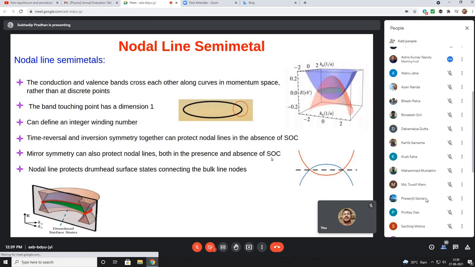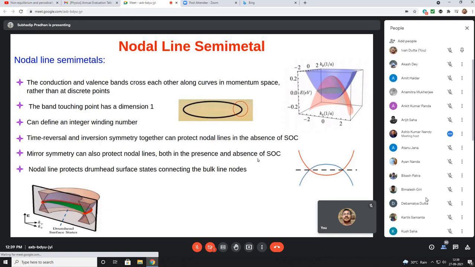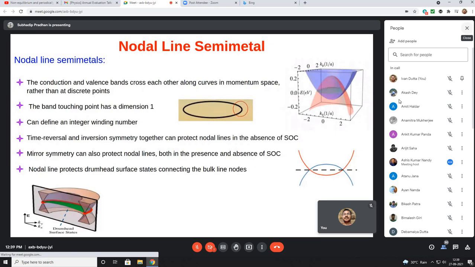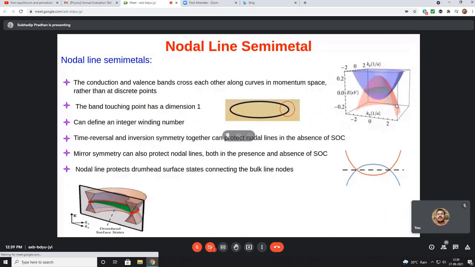Now if the system has a spin orbit coupling, it will break the spin inversion symmetry. So we need another crystalline symmetry to protect this nodal line from gapping out. This symmetry is called the mirror symmetry. So here the mirror symmetry takes part to make this protection, so that the gap is not opened.